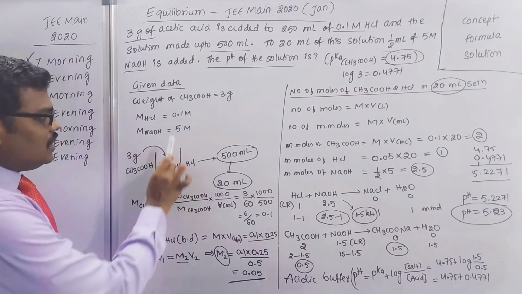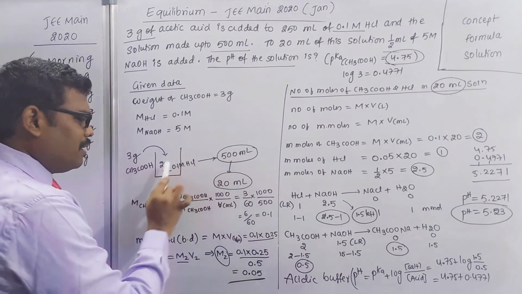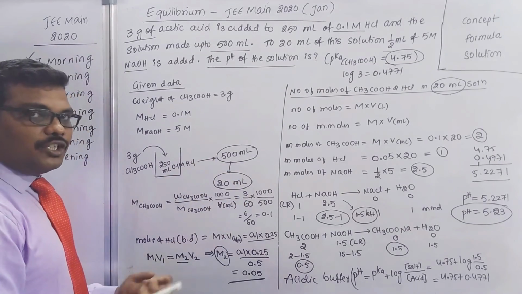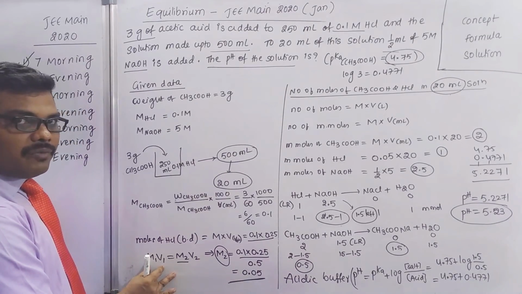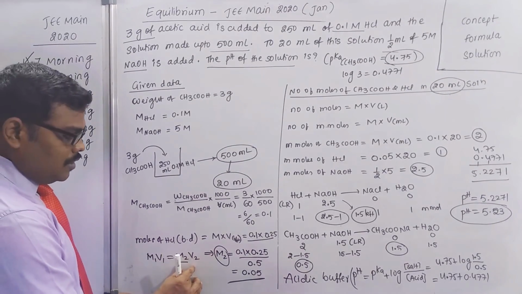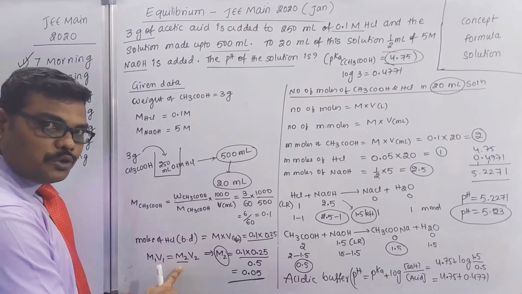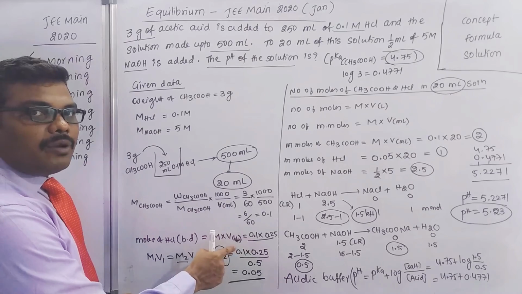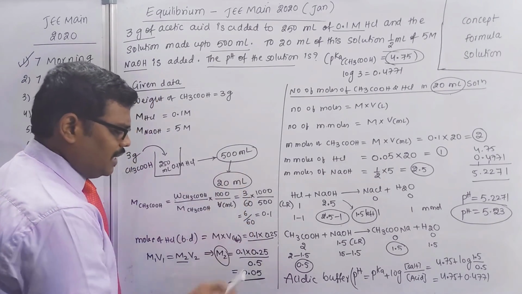Now here the concentration of HCl is 0.1, but whenever it is diluted from 250 ml to 500 ml, the concentration changes. We are using the relation M1V1 is equal to M2V2. From this we require M2. M2 is the concentration of HCl after dilution. That is equal to M1V1 by the final volume, that is the volume of the solution taken.